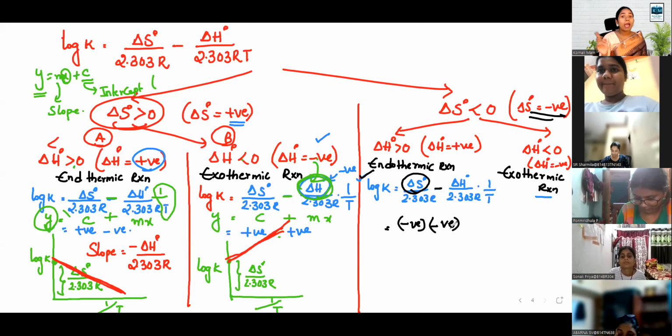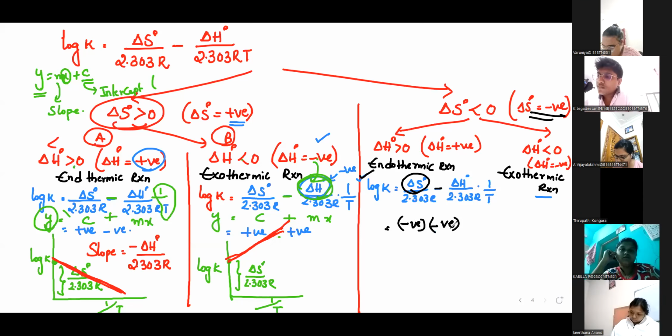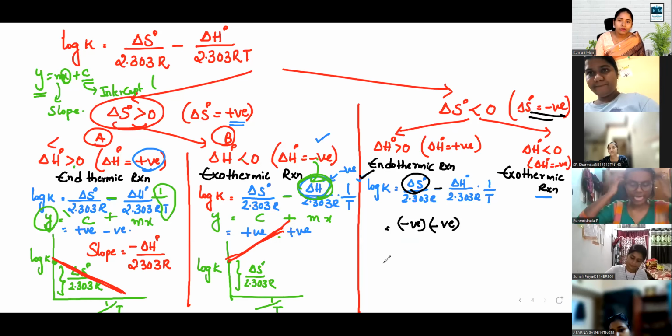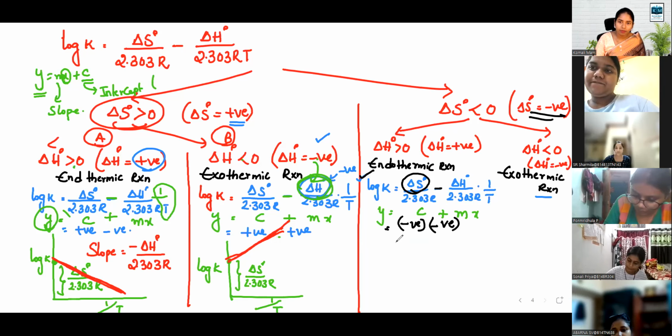This is one tabular column which we have done in the thermodynamics chapter. Do you remember? But there we considered temperature also because it is thermodynamics. Here also we can see that. Okay, negative into negative. So finally, draw the graph, everybody. Y is equal to mx plus c. Very interesting it will be.